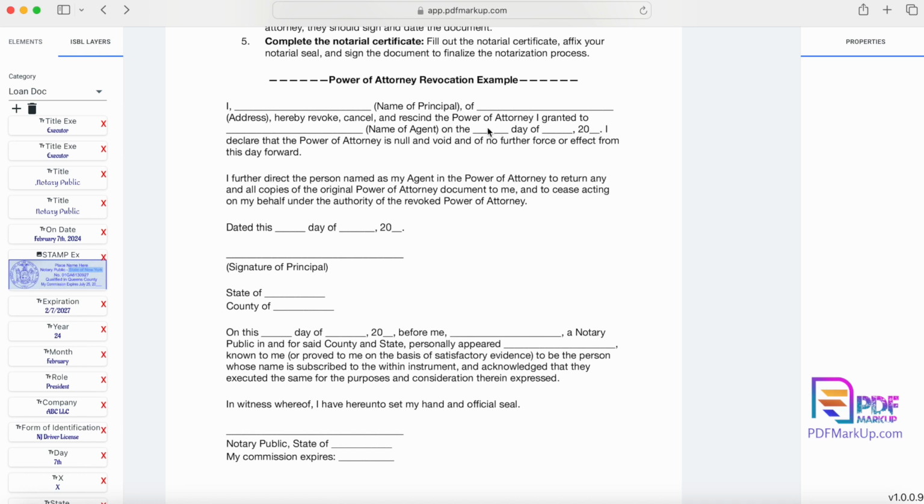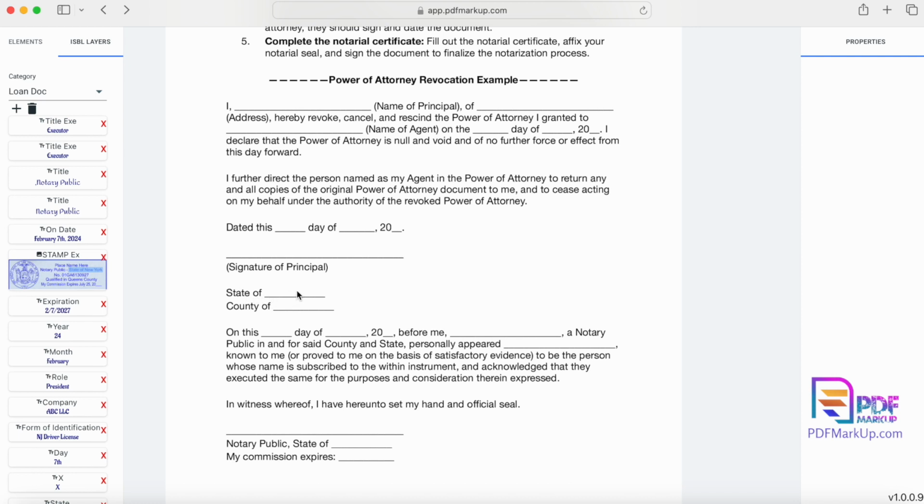So in this case, you put whatever day it is, so the 7th day of February, 2024. I declare the power of attorney is null and void and of no further force or effect from the day forward. Okay? Then you'd go ahead, put in today's date, and then the principal, John Doe, is going to sign here.